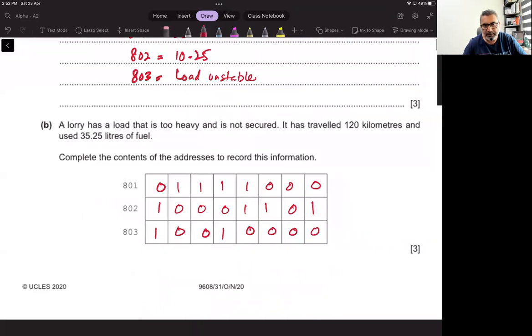Sir, phishing and pharming are not in 9618. Who said that, my dear? I told you that whatever you have studied in P1 and P2 is part of P3. All right. So that is in P1. Security.